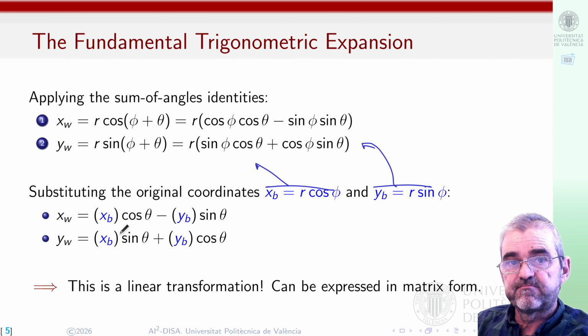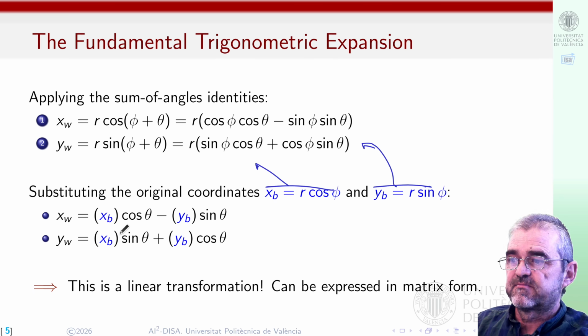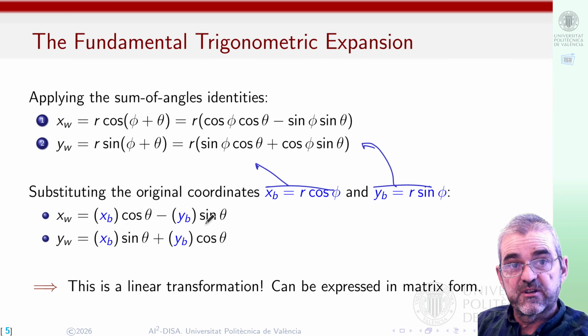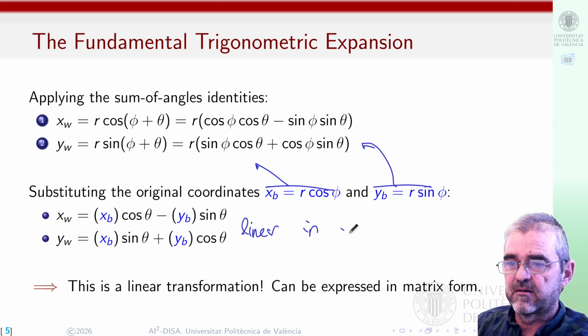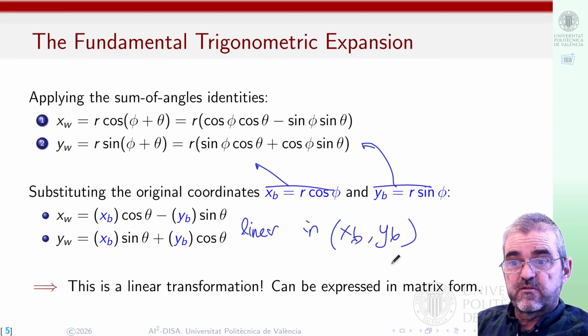So substituting these things in there, we obtain this linear operator on the body coordinates that transforms it to the world coordinates. I mean, it's linear in xy coordinates, it's not linear in theta. The thing is that if the rotation angle is fixed, then the original coordinates are multiplied by some expressions of theta and then added or subtracted. So this is linear in xp, yp, and all linear transformations can be expressed in matrix form.